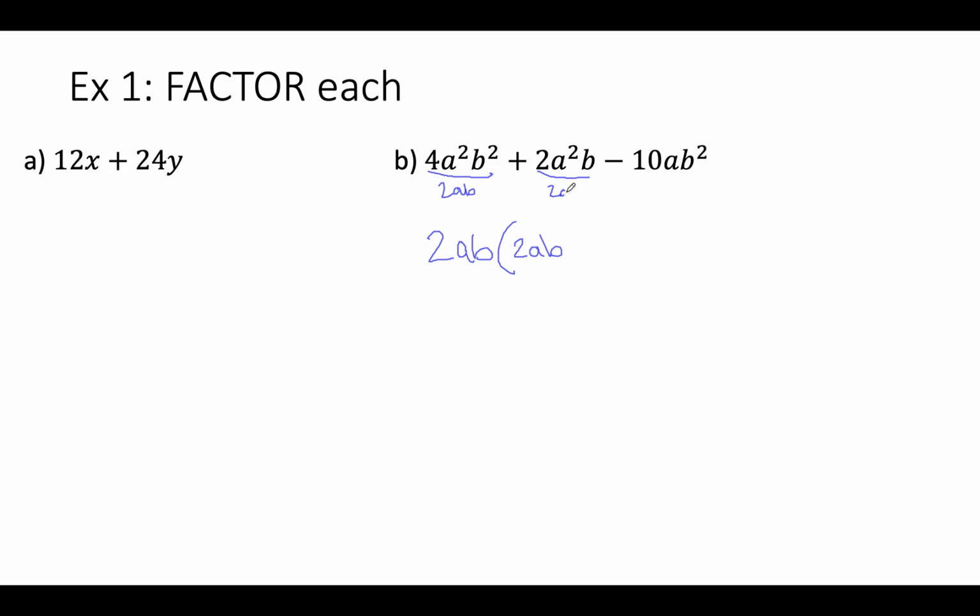2a squared b divided by 2ab leaves us with positive 1a. And then 10ab squared divided by 2ab leaves us with negative 5. Our a's go away, and 1b. So here would be our final answer. And again, if you remultiply, you will get that original answer.